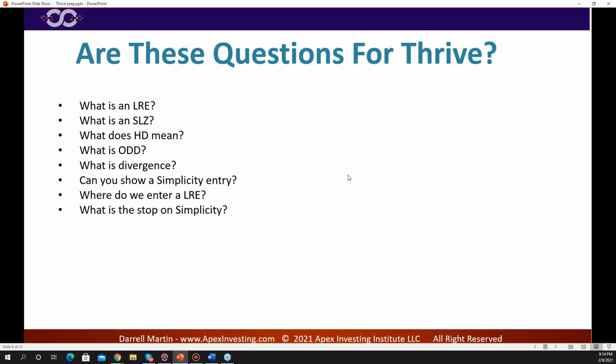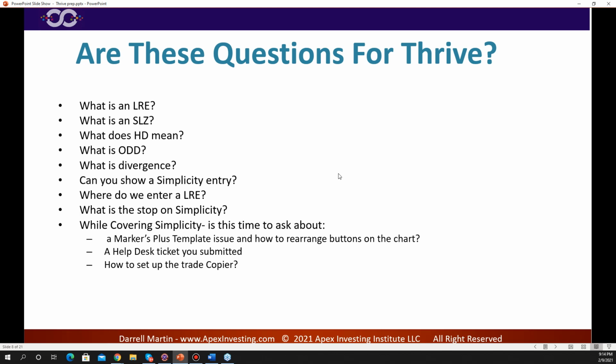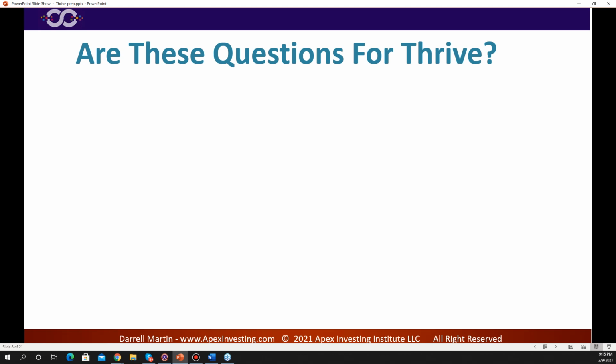Or while Daryl's covering simplicity, or I'm talking about simplicity and how to combine it with Sniper, is that the time to say, oh, hey, my Markers Plus template has an issue? How do I rearrange the buttons on the chart? Or, hey, I submitted a help desk ticket the other day about blah, blah, blah. Not quite the time for that. We really have to stay on track because it's going to be 3 days straight of a lot of stuff.